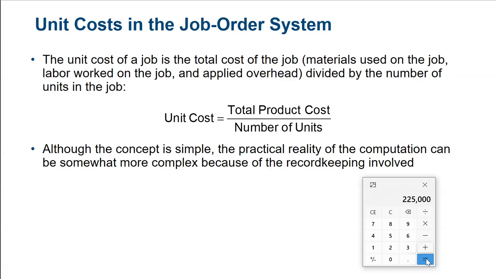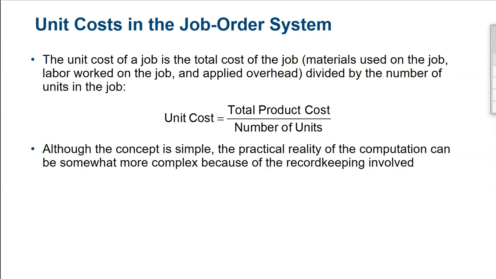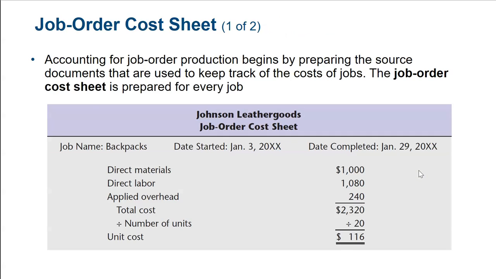Okay, so let's just suppose that for those product costs we produced 5,000 units. We can establish our per unit cost at $45 per unit. So not exactly rocket science, but nevertheless a concept that we probably need to know how to do. So we have an example of that right here.